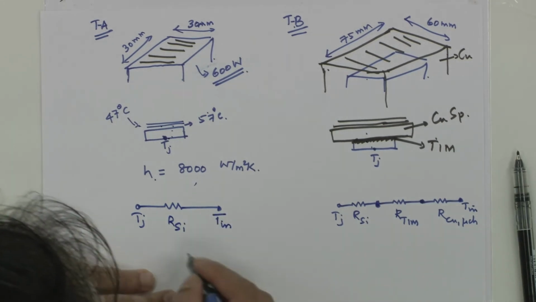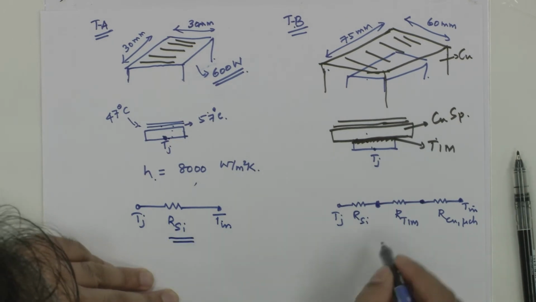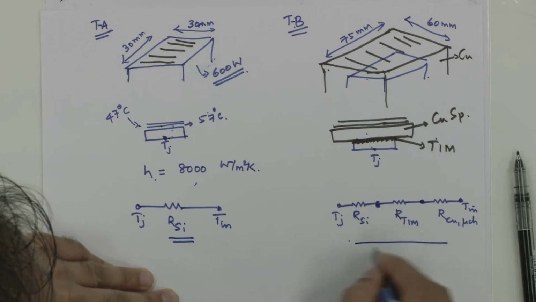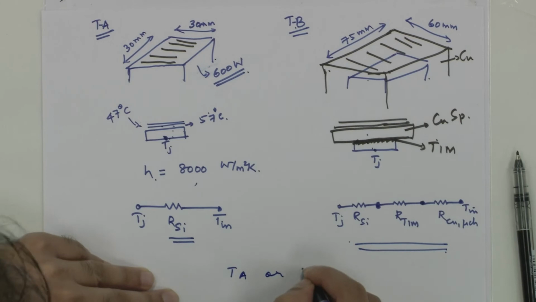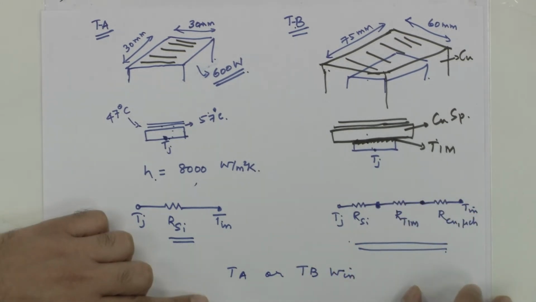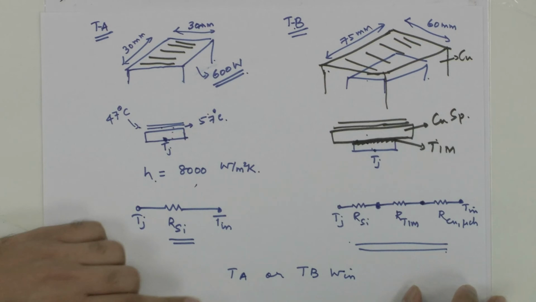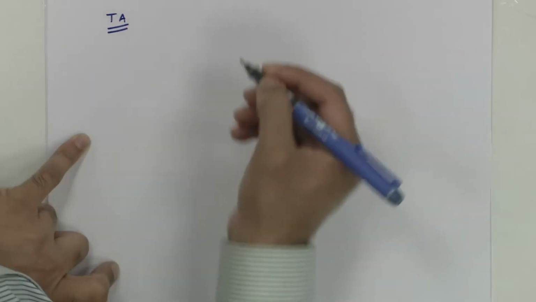The question is, is this sufficient, or is this sufficient? Will team A win or team B win is the question. So let's look at the problem. So what is it that we are given? For the silicon case, let's look at the calculation for the silicon case.